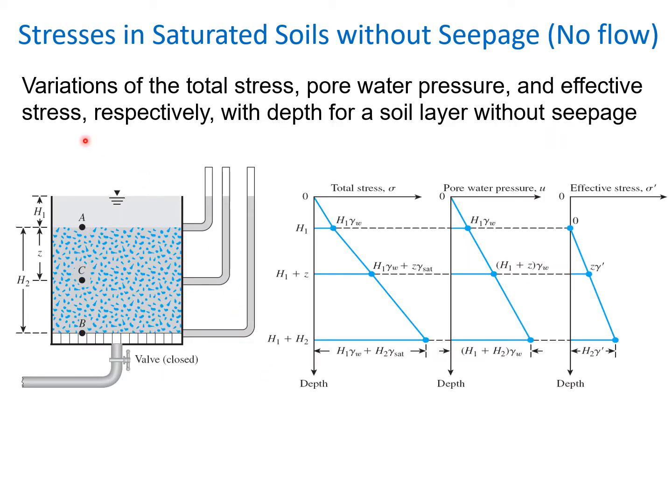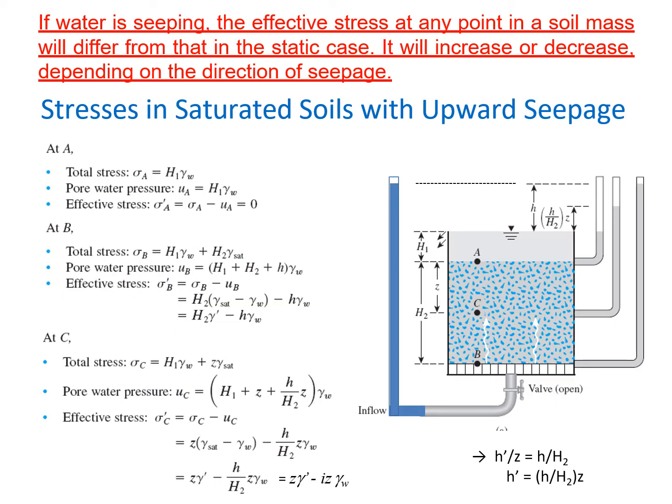So if you just look at the variations of the total stress, pore water pressure, and effective stress respectively with depth for a soil layer without seepage. You have this one, this is the total stress distribution, this is the pore water pressure distribution, and this is the effective stress distribution along the depth.